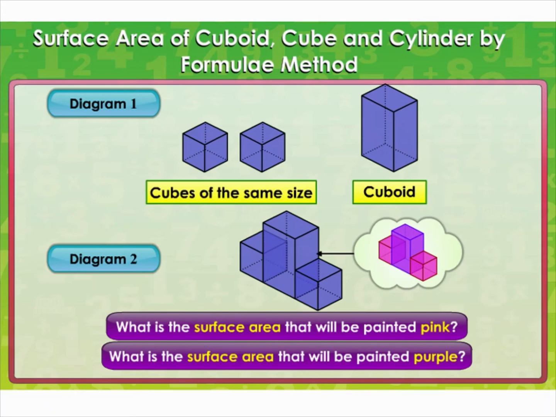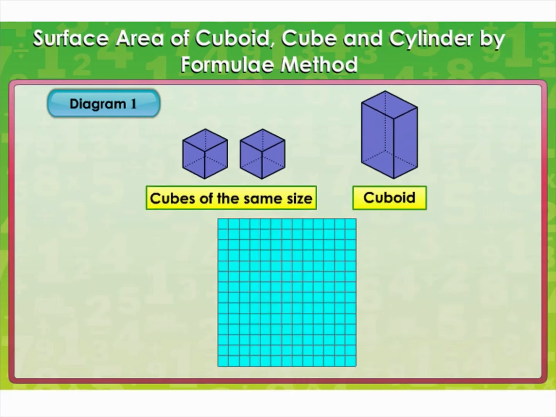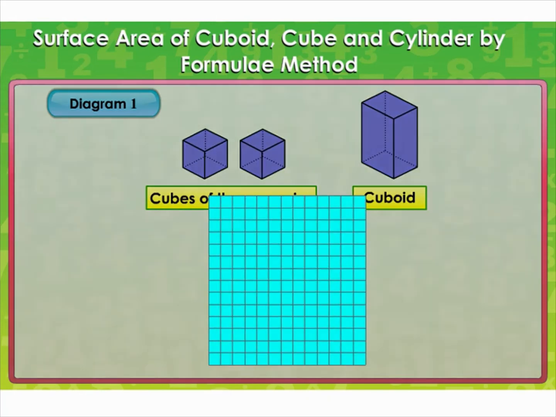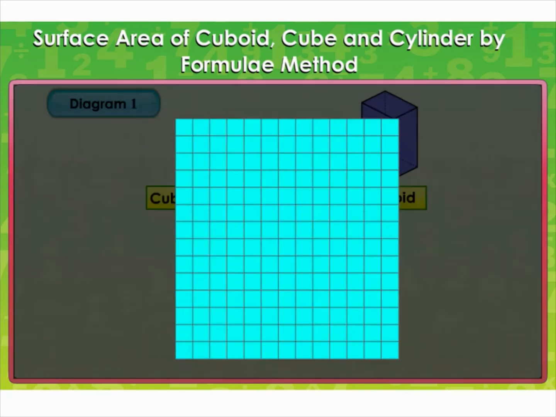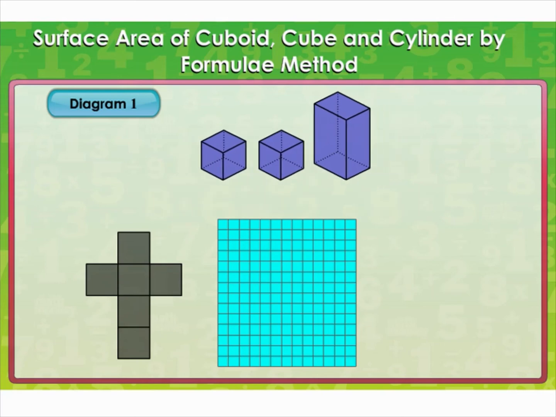Let's draw a diagram. We can use this grid paper to draw the net of the cube and the cuboid to find the surface areas. Each square of the grid paper measures 1 centimeter by 1 centimeter. First, we need to open the cube out flat. Place it on the grid paper and trace along its edges.